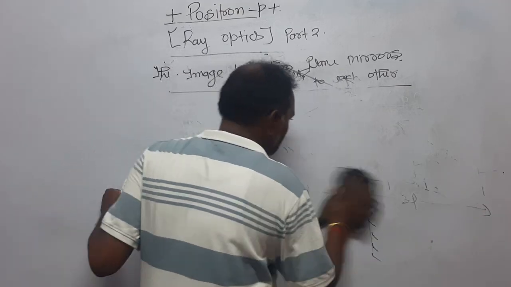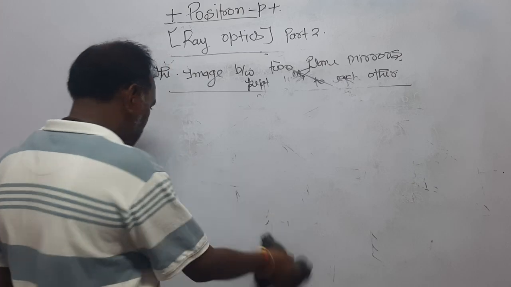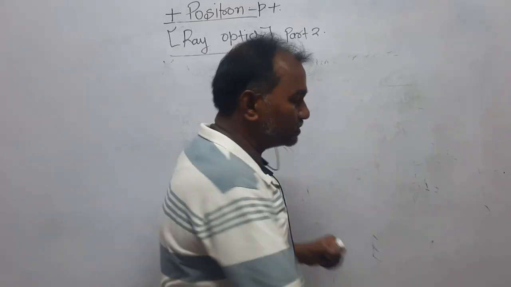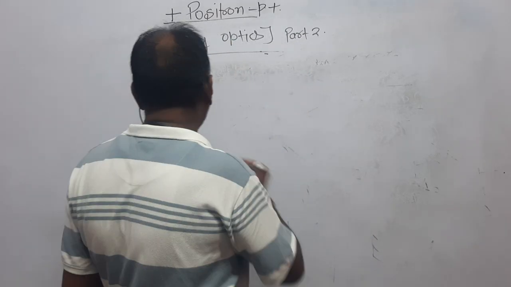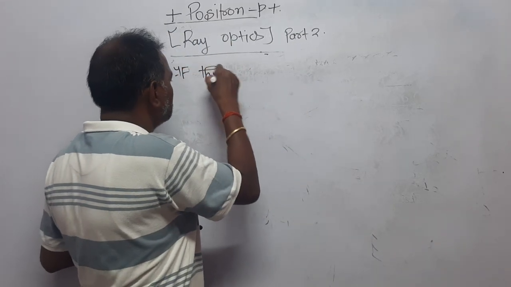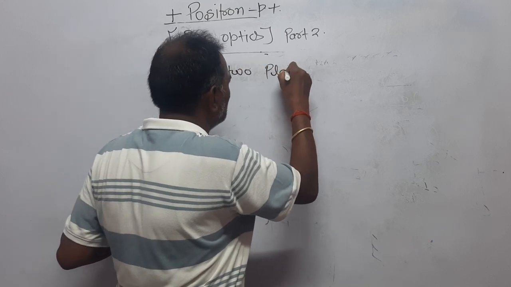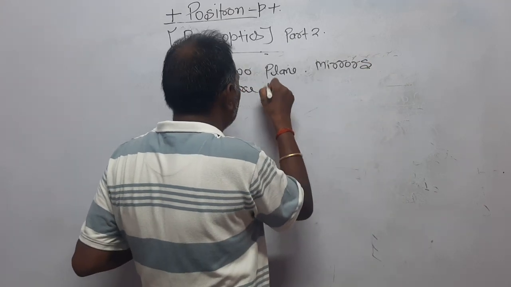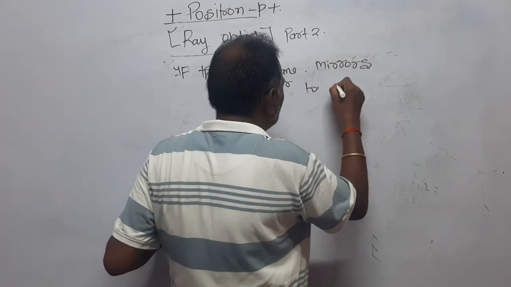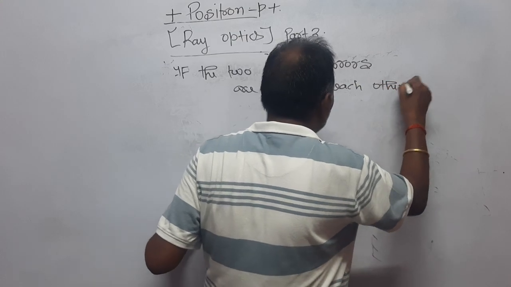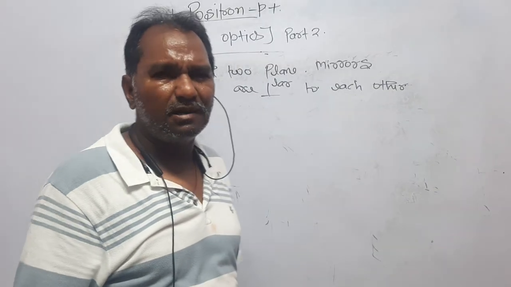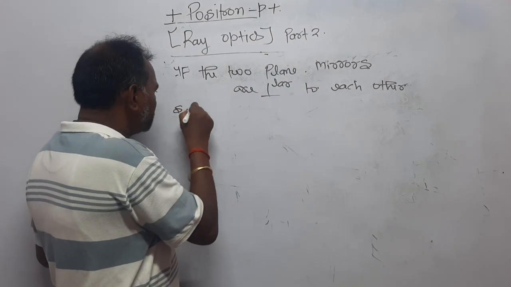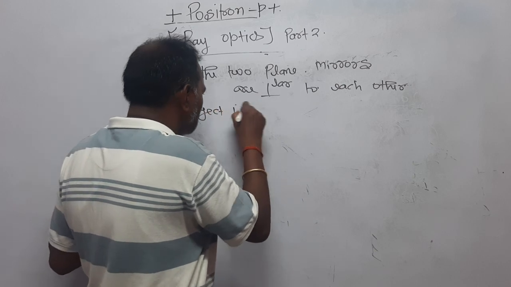Dear students, how can you make the image if the two plane mirrors are perpendicular to each other, right? And the object is symmetrical.